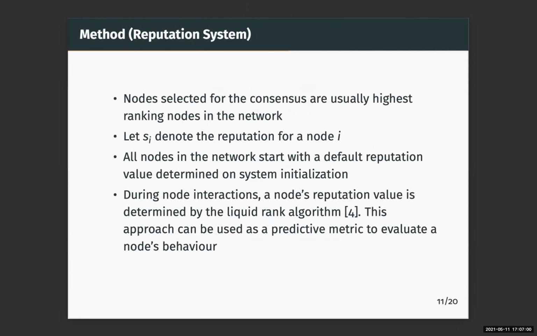Turning to the reputation system itself, the nodes selected for the consensus are usually the highest ranking nodes in the network. We say SI denotes the reputation for a particular node I. All the nodes in the network start with a default reputation, as I stated earlier, determined at system initialization. During node interactions, the reputation values are calculated based on a liquid rank. This approach can be used as a predictive metric to evaluate a node's behavior for future purposes.